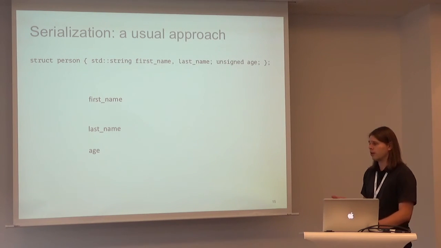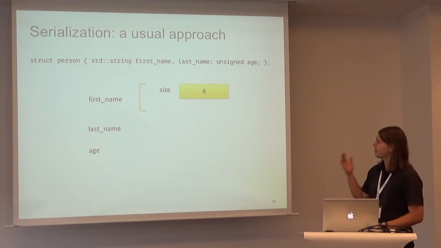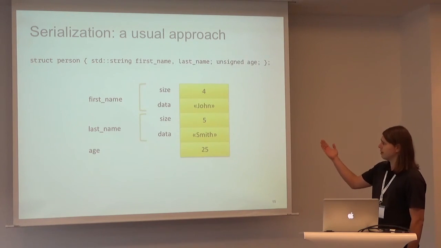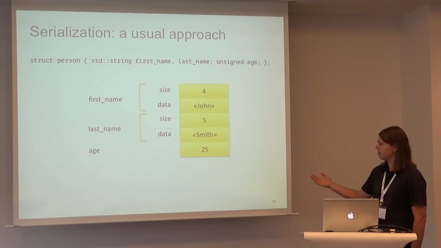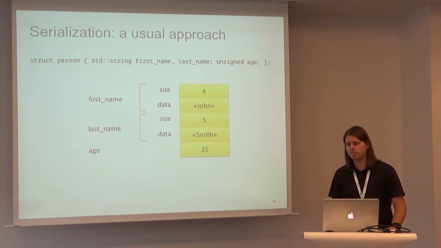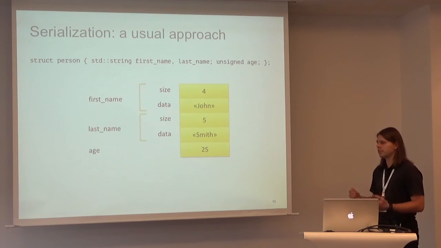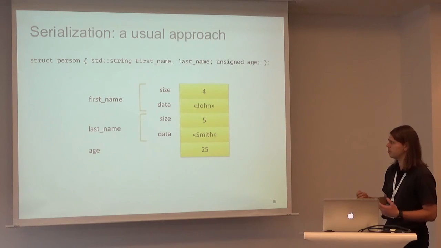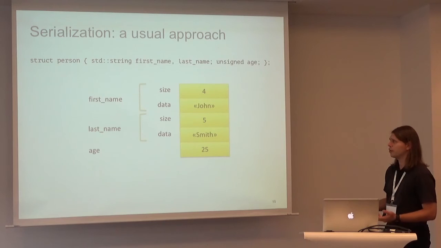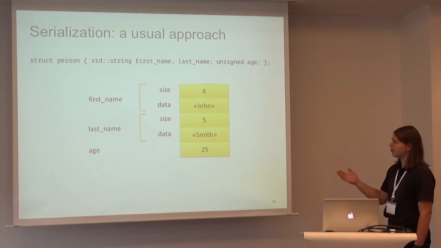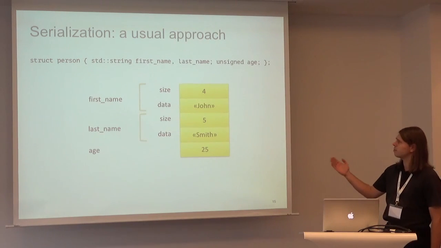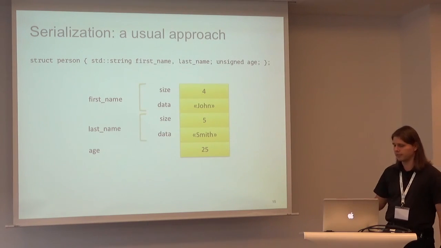So how are things usually done? First, we write the size of the string, then we write the bytes of the string. So 4 bytes for the size, then the 4 bytes of the name, which is, well, John, and then 5 bytes of data, then we write the age, and we're done. So this is pretty simple to implement, simple to understand, and even simple to read back into memory. You need to read back this kind of serialized structure. First, we read the number 4, then we read the 4 bytes placed in the first name, then we read the number 5, then we read the 5 bytes placed in the last name, then we read the age, and we're done.